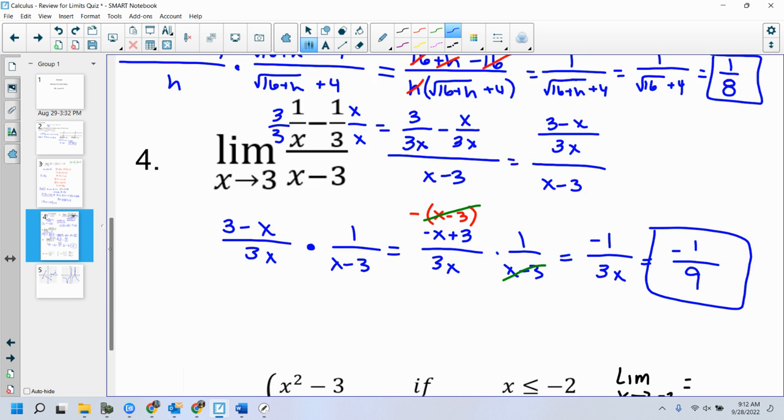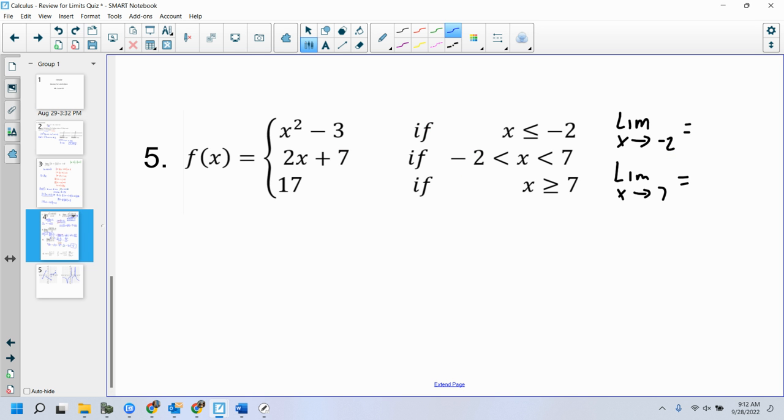Okay, now let's take a look at this piecewise one. All I'm asking you to do here is find the limit as x goes to negative 2, and then separately find the limit as x goes to 7. Remember that the limits have to match up. Left side limit must equal right side limit whenever you're looking at anything piecewise. So for the limit as x goes to negative 2, for this to exist, I must calculate the right side limit and then the left side limit separately to see if this exists and where it's at.